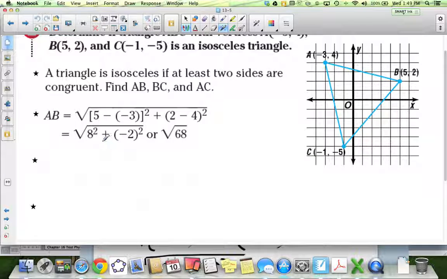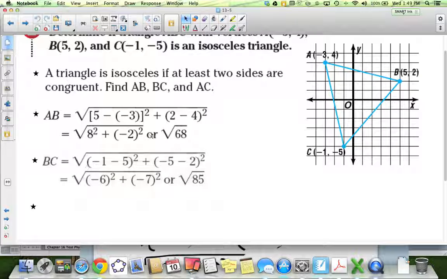So you now have 8 squared plus negative 2 squared, or radical 68. That is the measure of side AB. Now, do we need to find the decimal value? You can if you want, but you can leave it as that because we just want to find if 2 sides are congruent.